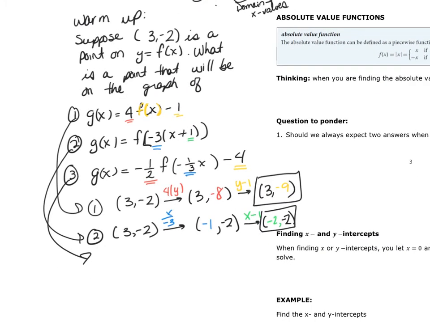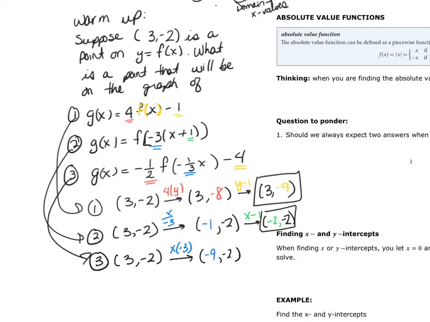So first I mess with my domain. Again, my point starts with 3, -2. And I want to first take my x's, and I want to think of it as the opposite of what's happening. So I would have been dividing by -1/3. So in other words, multiply by the reciprocal of that, which is multiplying by a -3. So I'm going to take my x's, and they're all going to be multiplied by -3. My -2 is not being changed at this moment, but I am multiplying my 3 by a -3, which gives me -9.